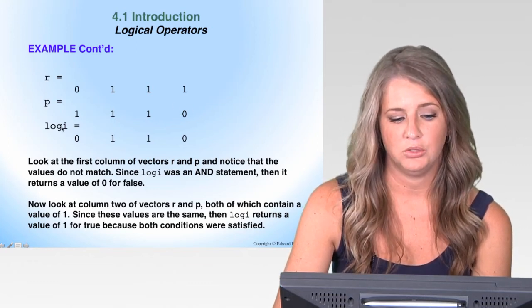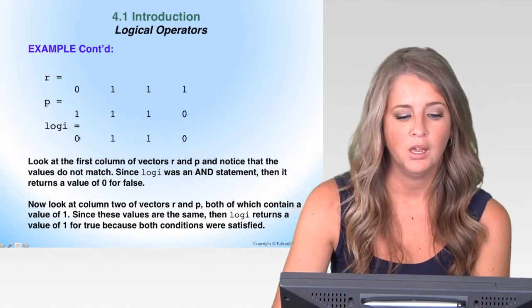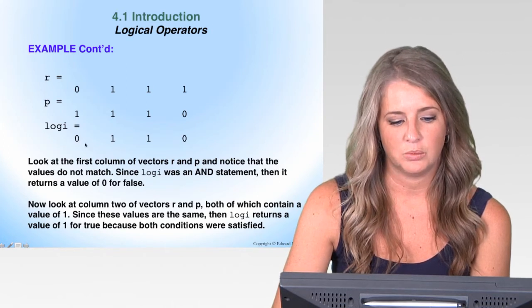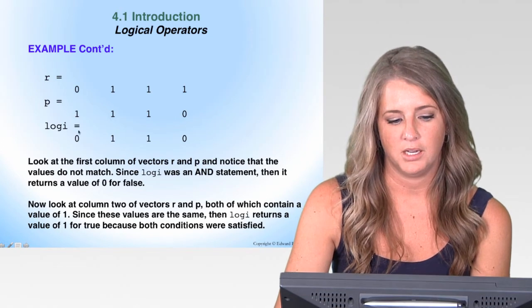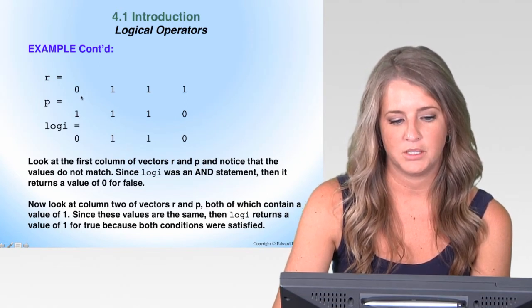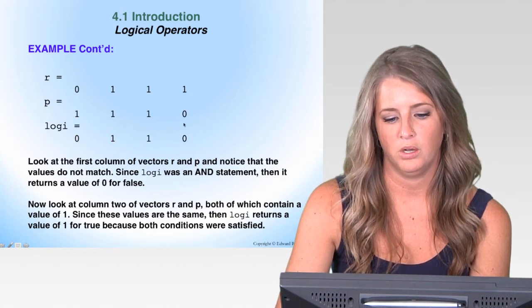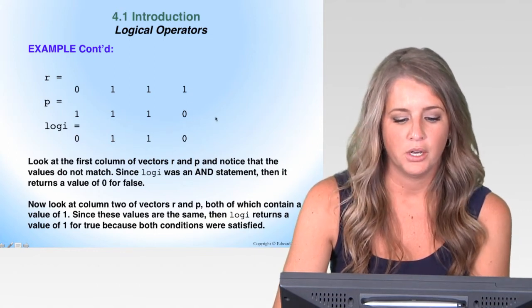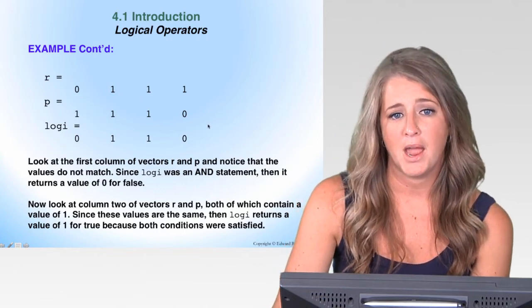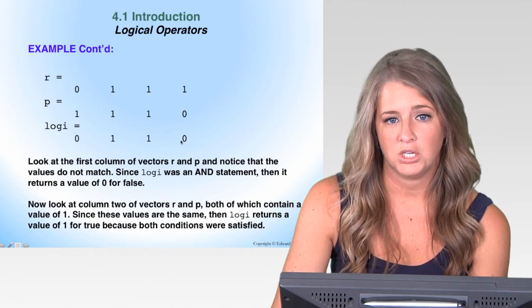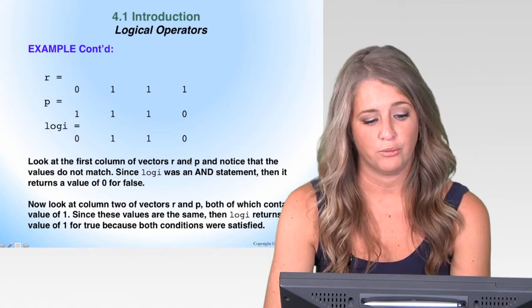And then when we used the AND statement to see if R and P were true, that means that this here was false, true, true, false. And we can see that because, again, they needed to be the same. So 0 and 1, that's false, 1 and 1, that's true, 1 and 1, that's true, and then 1 and 0, that's false. So look at the first column of vectors R and P and notice that the values do not match. Since the logical function was an AND statement, it returns a value of 0 for false.